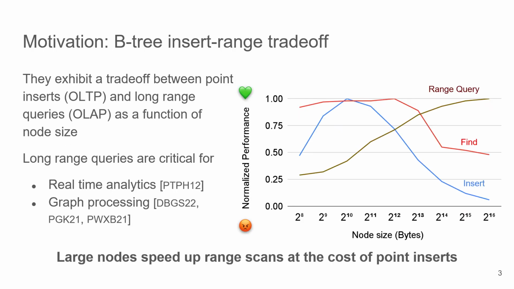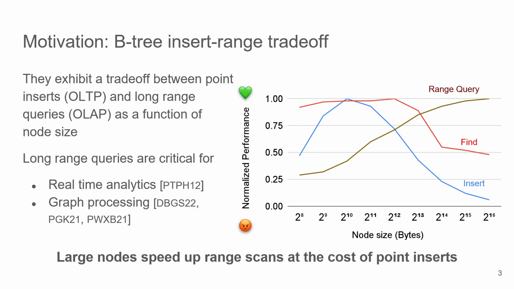B-trees have a trade-off between the performance of inserts and that of long-range queries. These range queries are used in real-time analytics for filtering and aggregates, and in graph processing for iterating over the neighbors of vertices. On this plot, we see the self-relative performance of inserts, finds, and range queries as we vary the node size. The node sizes can be found on the x-axis, while the y-axis shows how close to the best performance that node has achieved.